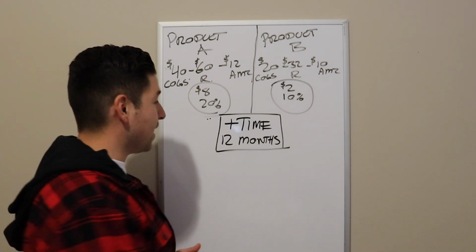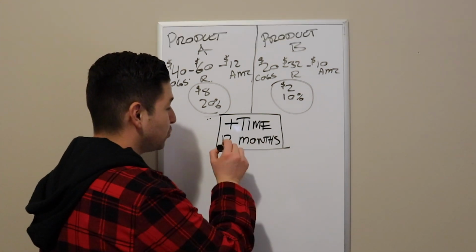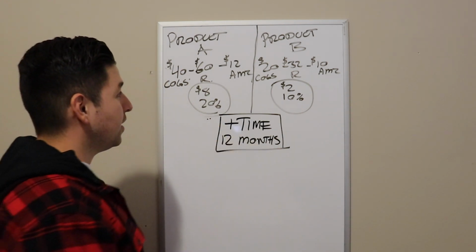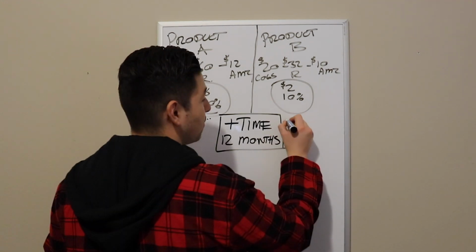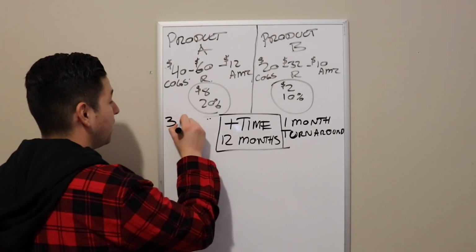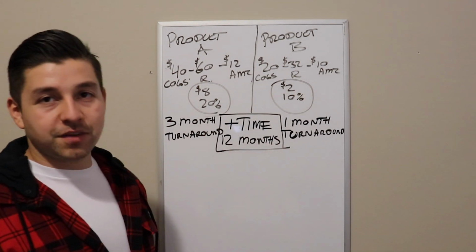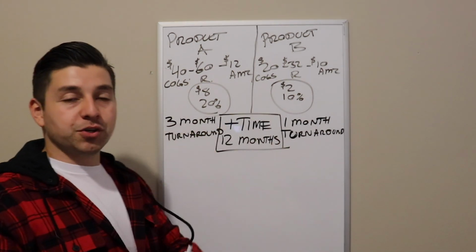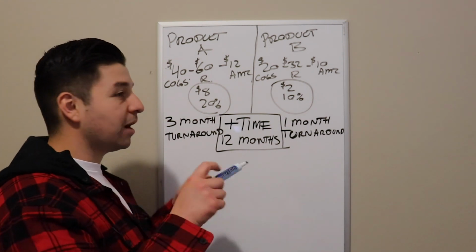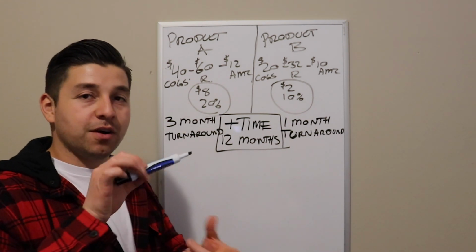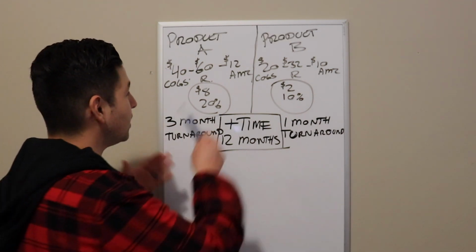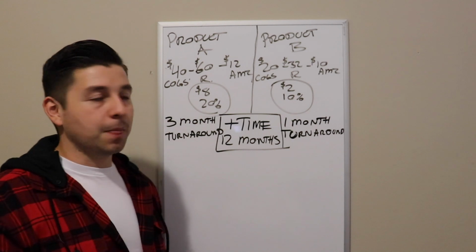So after throwing the factor in of time, we have 12 months. So which one is the better investment for the year? This one, product B, has a 1 month turnaround, and product A has a 3 month turnaround. So which one is the better investment? And I'm not talking about which product you're gonna choose and have the most money at the end. I'm talking about strictly percentages as far as the return on your investment that you put up. Which one is the better product, okay?